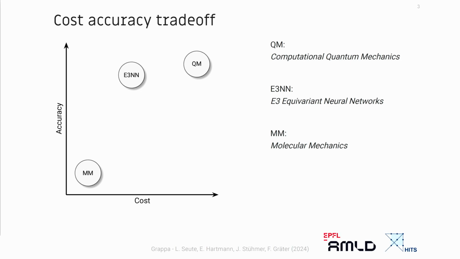This tension was somewhat lifted in recent years by E3 equivariant neural networks, which are much cheaper than quantum mechanics, but almost have the same accuracy, or at least get close to it. But still, they are orders of magnitude more expensive than molecular mechanics. So what we did is use machine learning to improve molecular mechanics, and then you get a force field that is more accurate at the same computational cost.